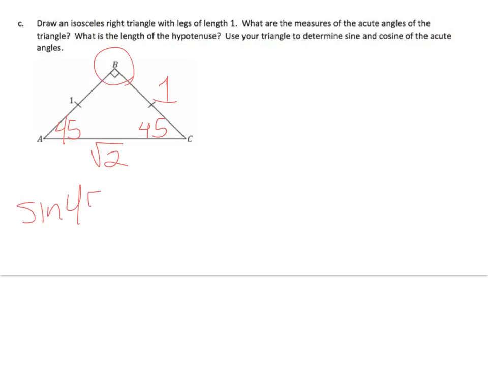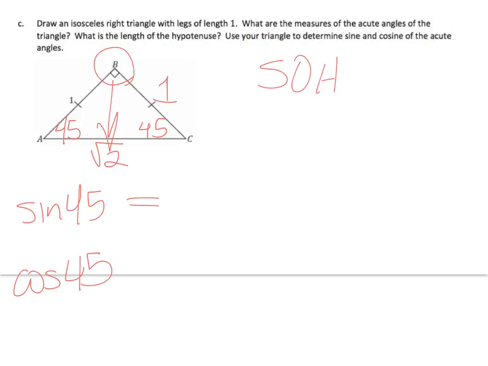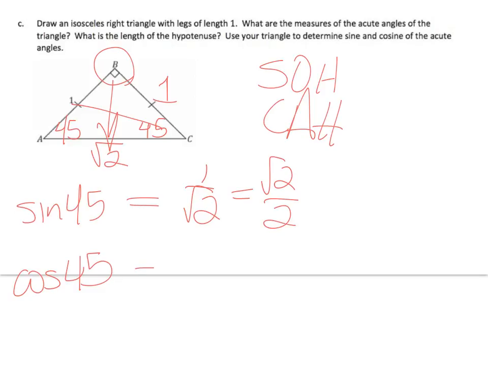So sine of 45 and cosine of 45. Doesn't matter which angle we grab. Hypotenuse is right here. So we're going to do sine, which is opposite over hypotenuse, and cosine, which is adjacent over hypotenuse. So sine of 45 is opposite over hypotenuse, and cosine of 45 is adjacent over hypotenuse. Cool.